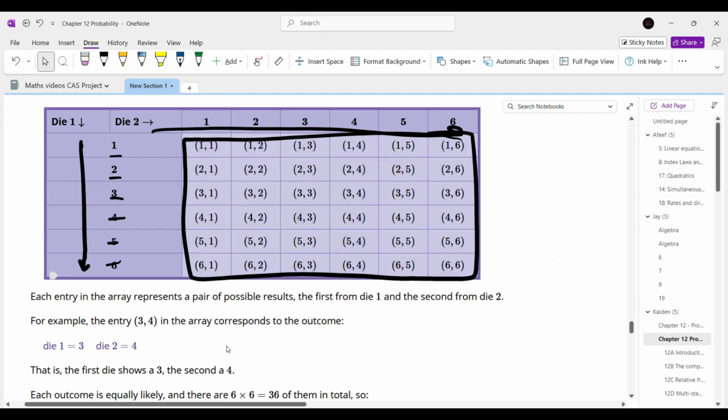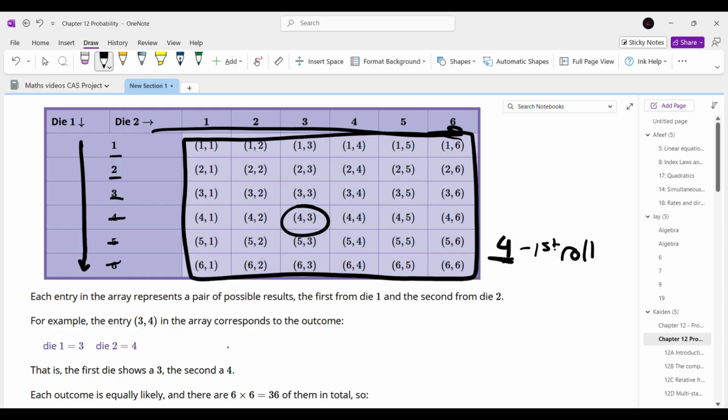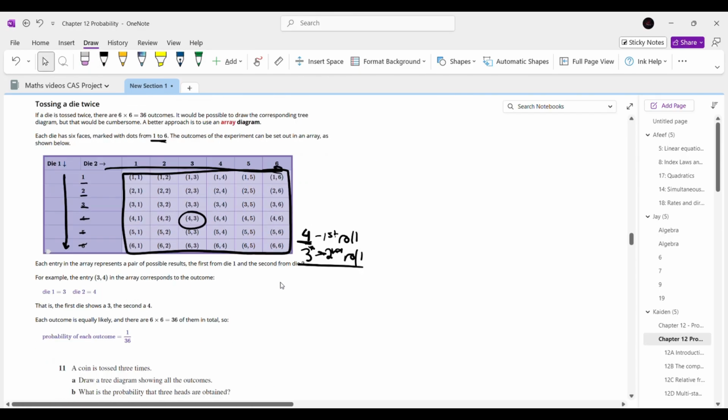So let's just take an entry like 4, 3. This shows that on the first roll, a 4 was rolled, and then on the second roll, a 3 was rolled. So that's just what these different things in brackets are representing.